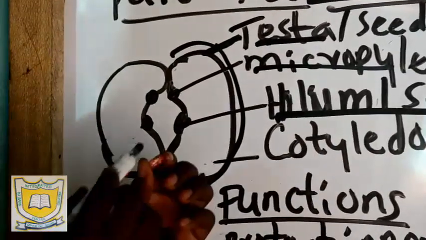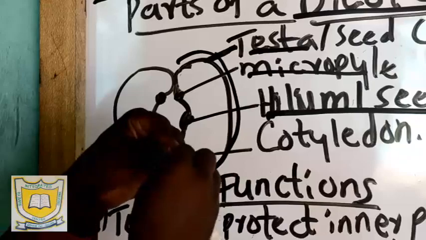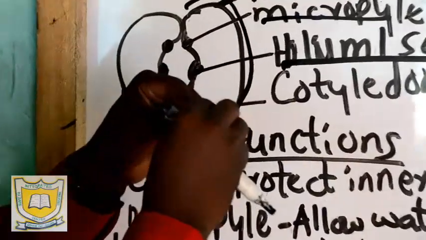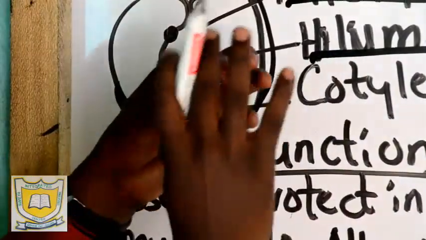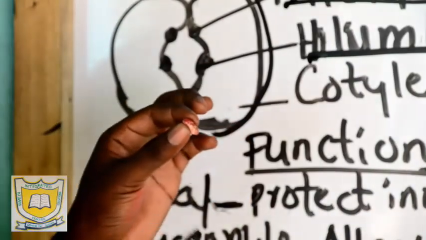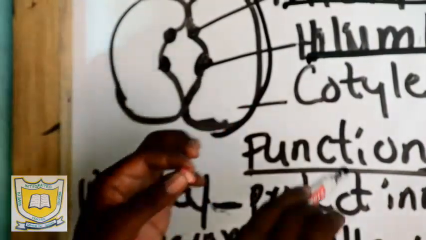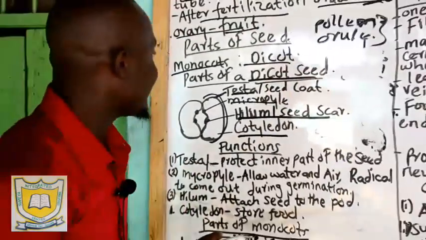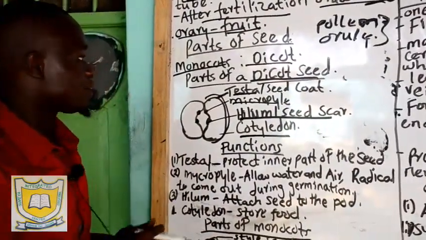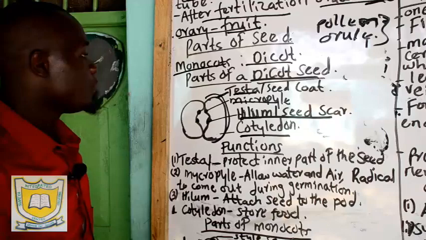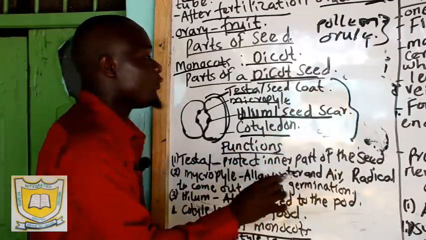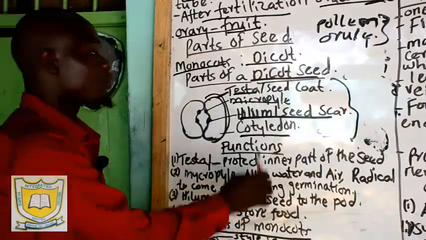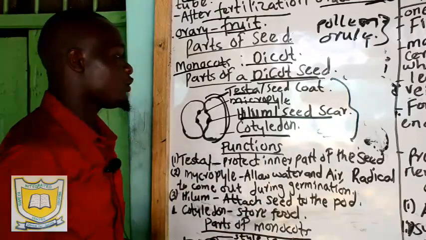Now after the micropyle, when you remove the testa, when you remove the colored part, you will meet a part that is not colored. Most of the time it's white in color. It's called the cotyledon. Now those are the parts of the dicot seeds. Now we move to the function of these parts. What is the function of the testa, the micropyle, the hilum, and the cotyledons?